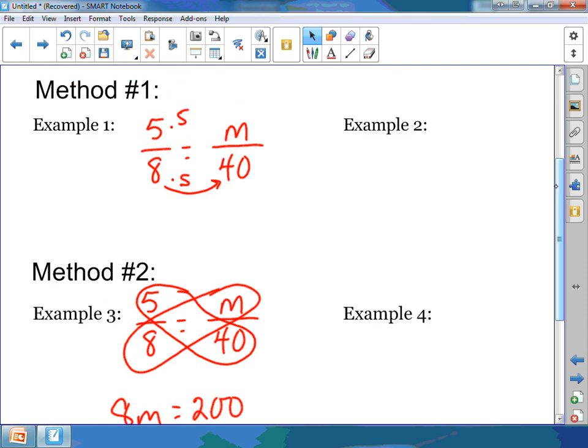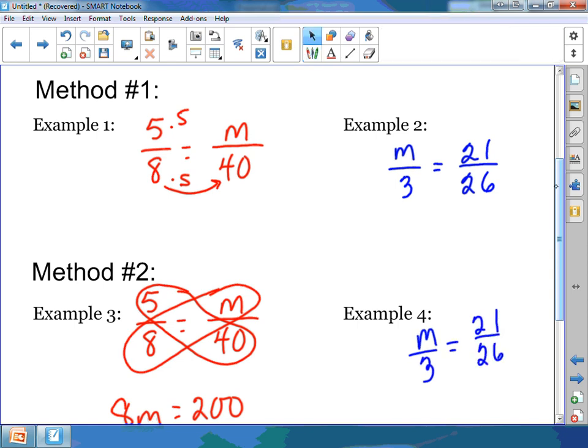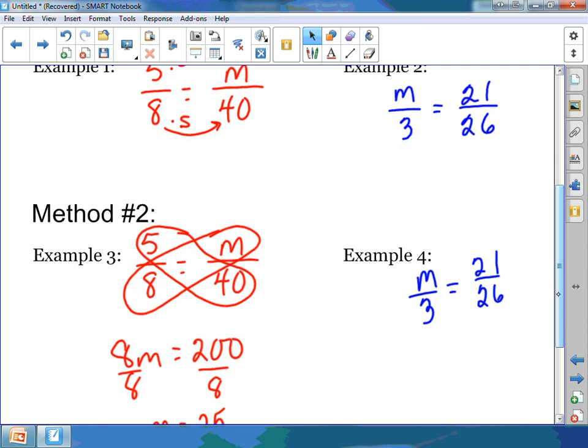All right, let me give you a second example here. Let's go m over 3 and 21 to 26, let's say. Try to do it both ways. Same problem. Two methods here. And no, this one does not come out nice and neat and pretty. This one's kind of ugly. So if you have to round, which you will, round to the tens place on this, please.